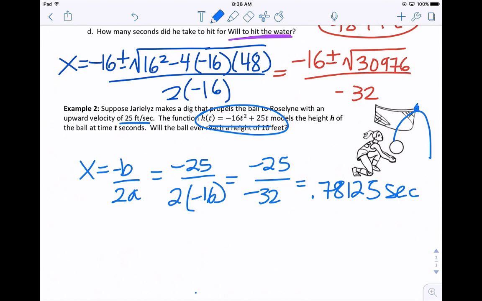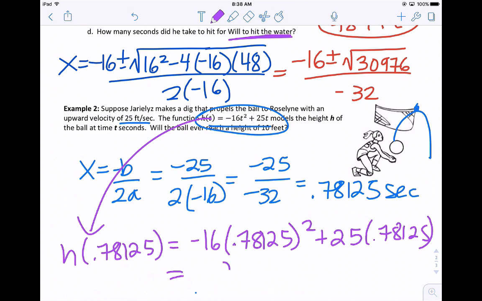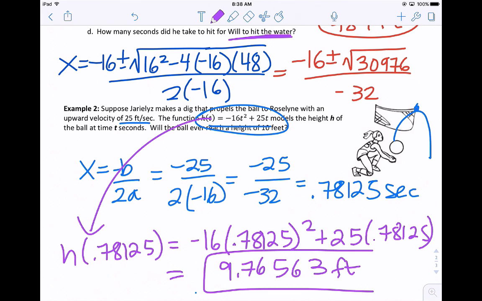Okay, so this is the time when the ball reaches the highest point, but now we got to plug into the original function. So h of 0.78125 equals negative 16 times that squared plus 25 times 0.78125. And when you do that, we get a height of 9.76563 feet. So will it ever reach a height of 10 feet? The answer will be no. The highest point it reaches, the vertex, is at 9.76563 feet.